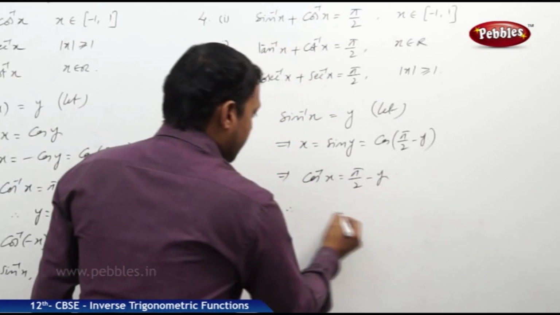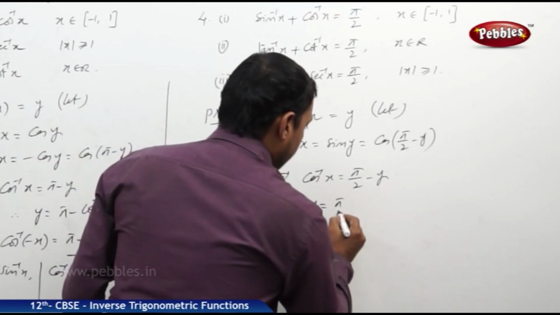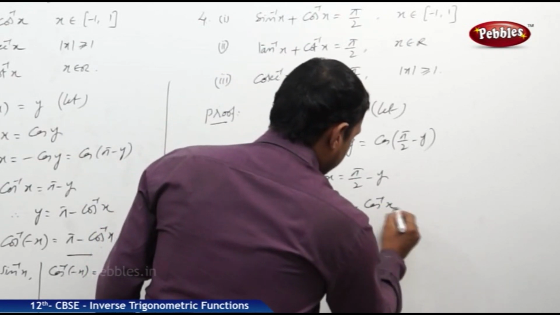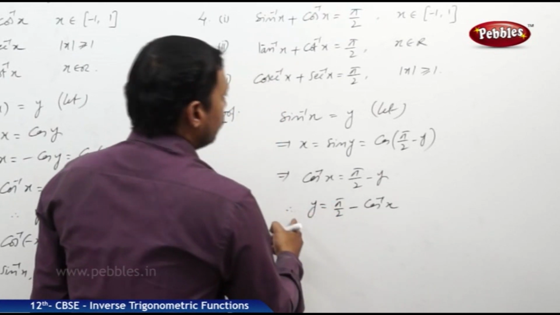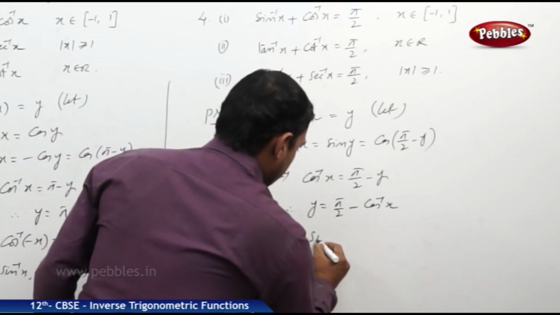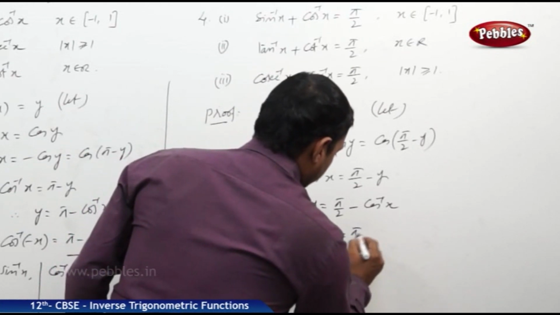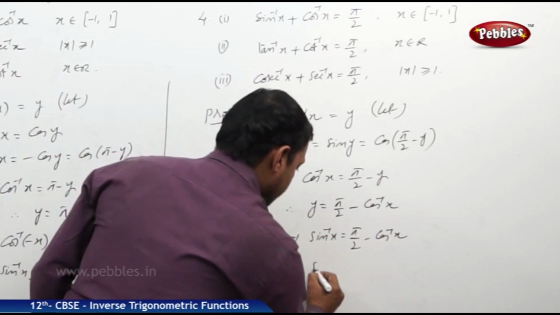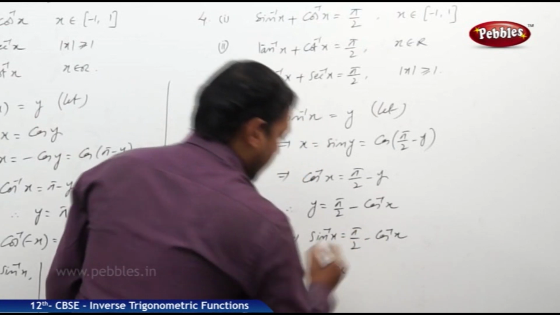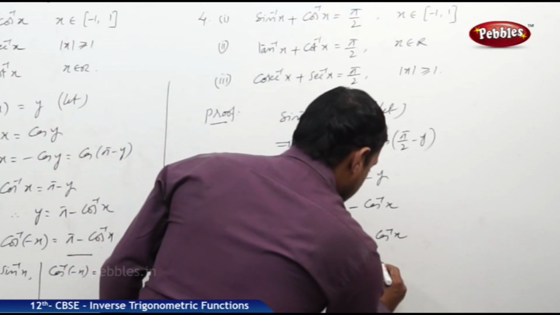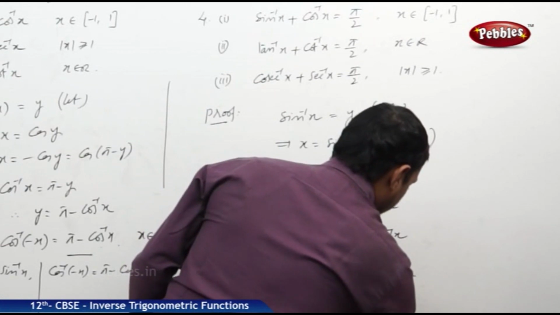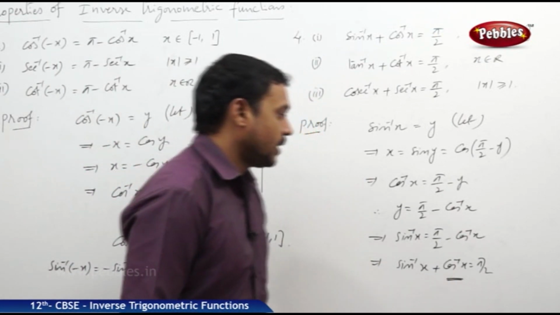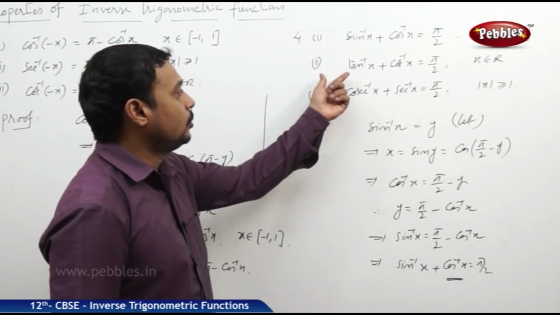Therefore, now move this minus y to the left side, y is equal to pi by 2 minus cos inverse x. And y is equal to what? Sin inverse x, substitute there, sin inverse x is equal to pi by 2 minus cos inverse x, and moving this minus cos inverse x to the left side, finally we get sin inverse x plus cos inverse x is equal to pi by 2 for every x belongs to minus 1 to 1. Similarly, we can prove the other two cases.